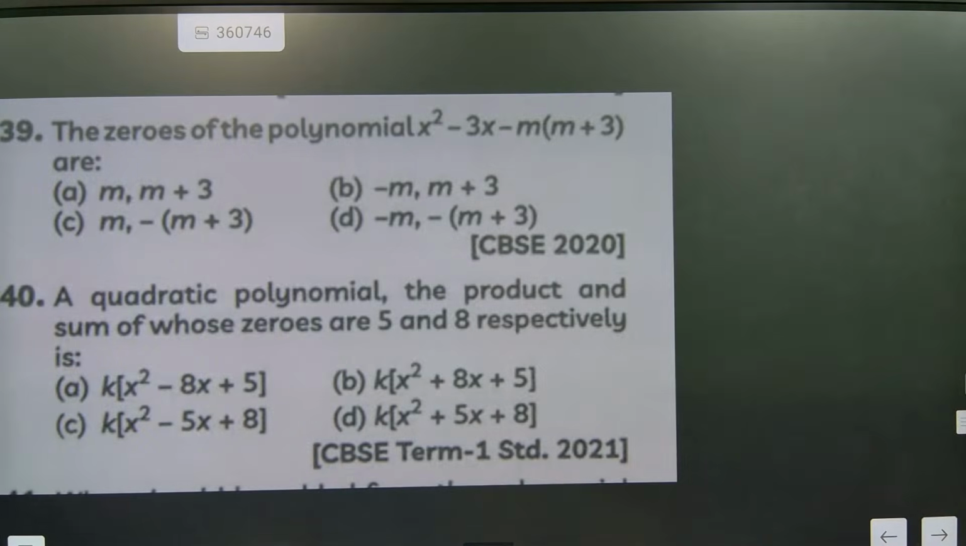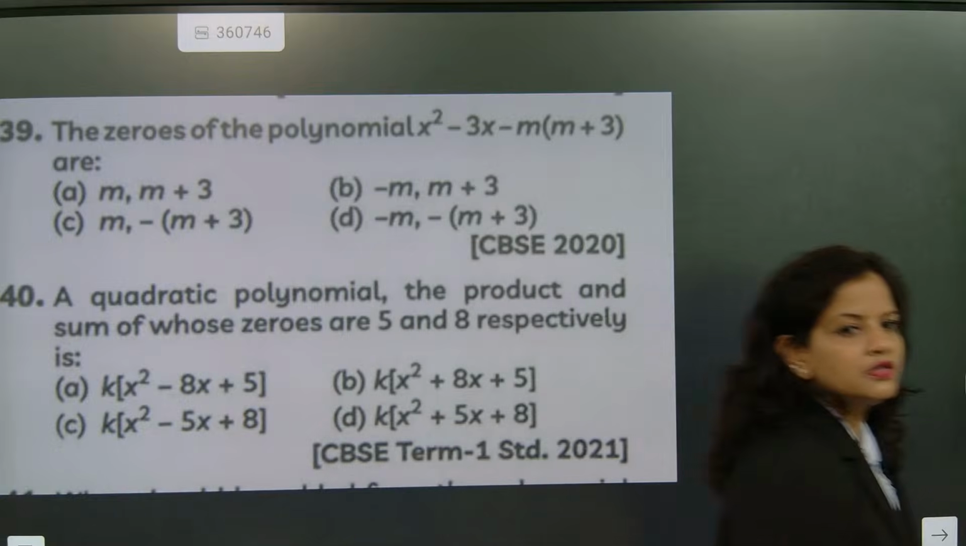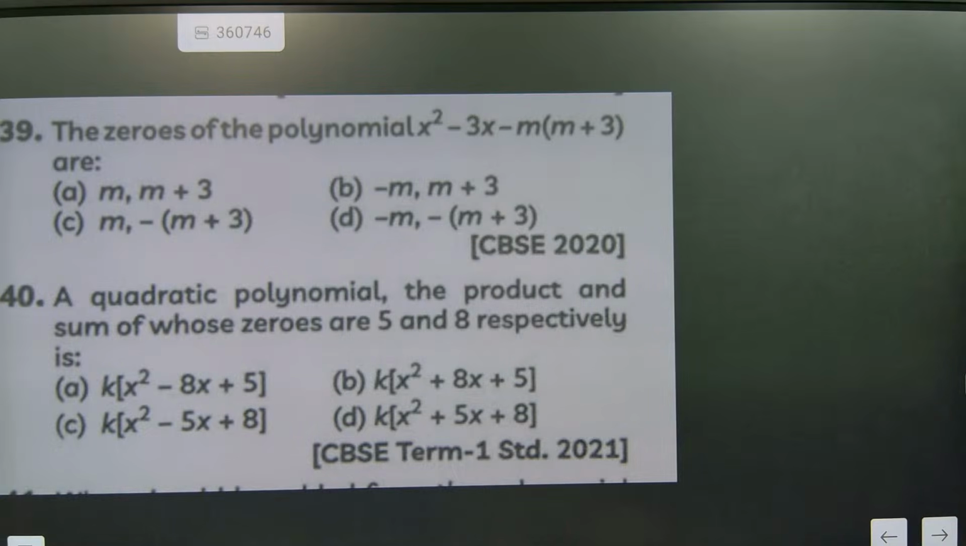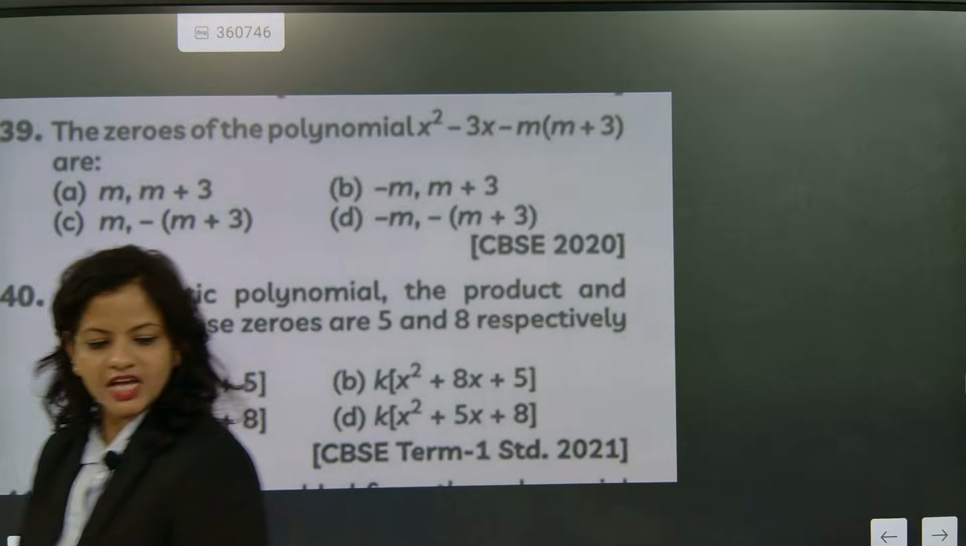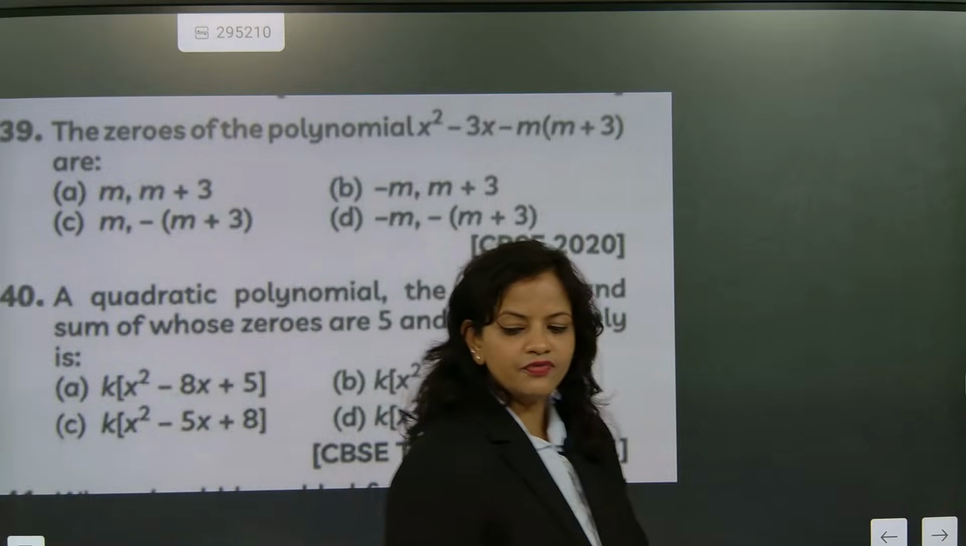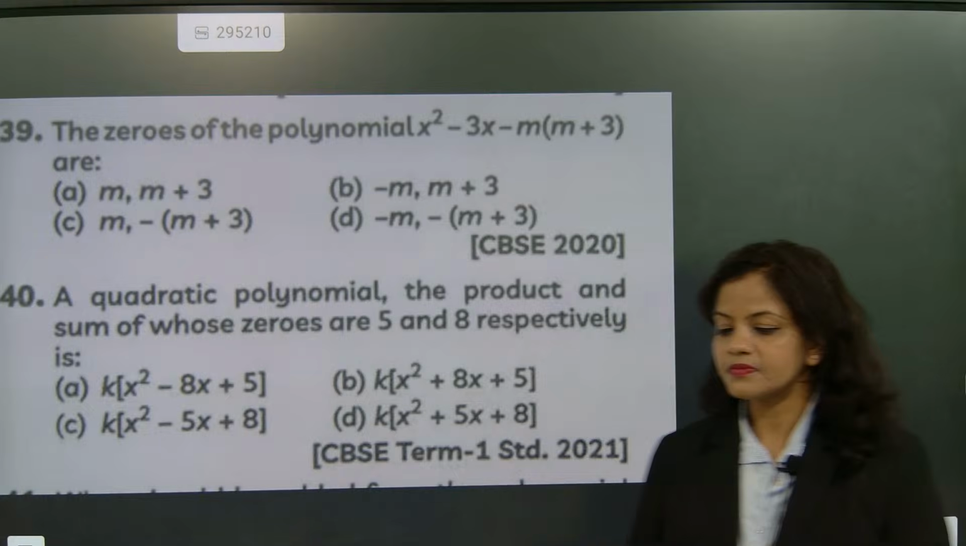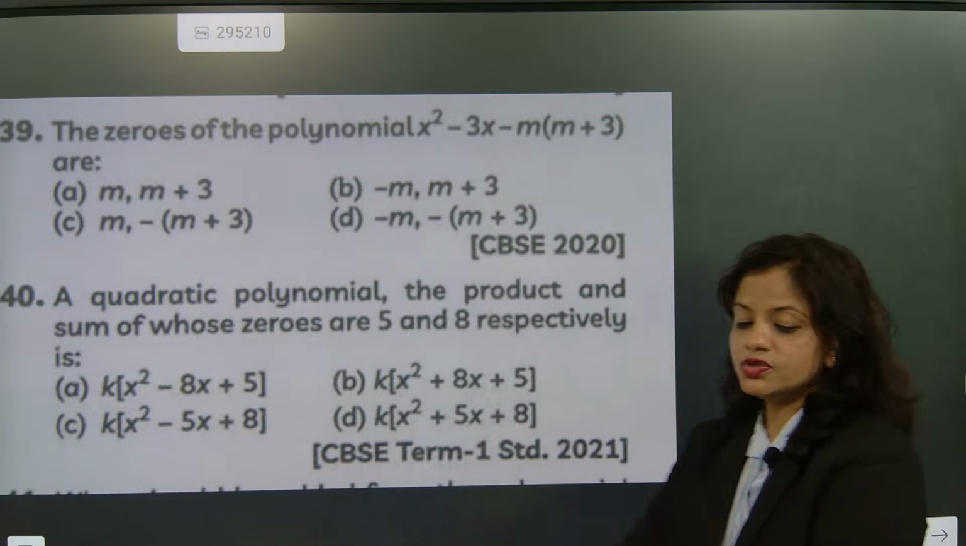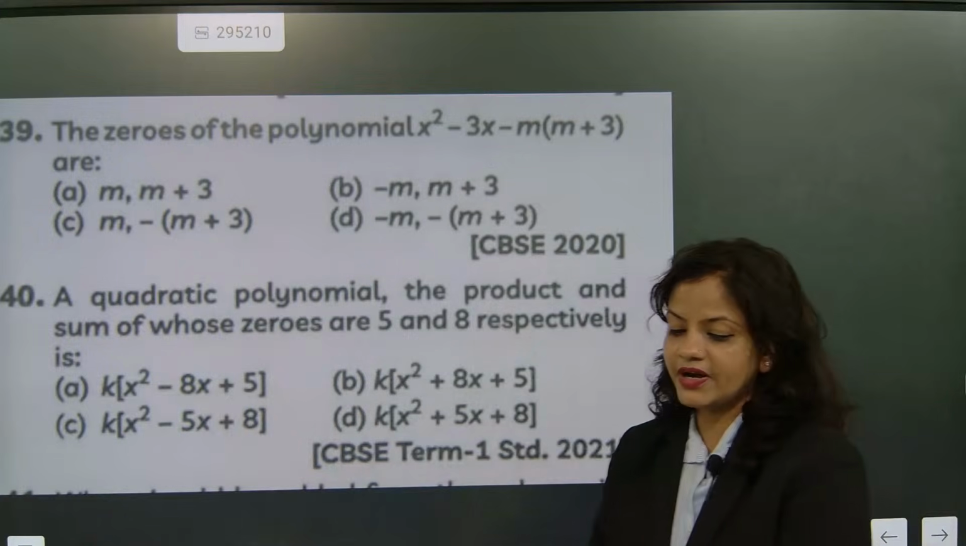Think this is a 2020 question. The zeros of the polynomial are, solve it. Think that this is the first question you got for the board examination. Understood? Like a board question, this is my question, I have to solve it. Ask, sir, if it is related to studies, I will solve it. If it is not related, then I'll pass.